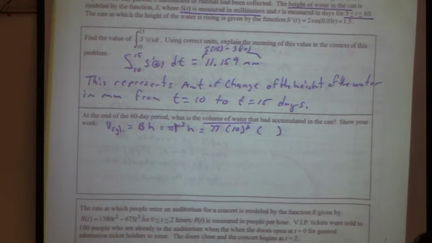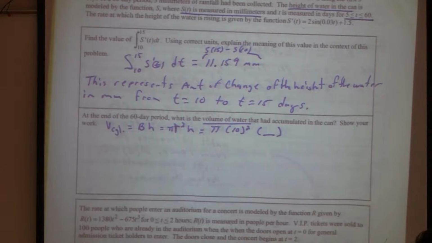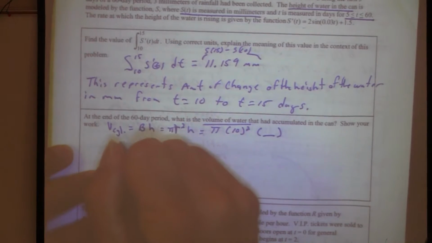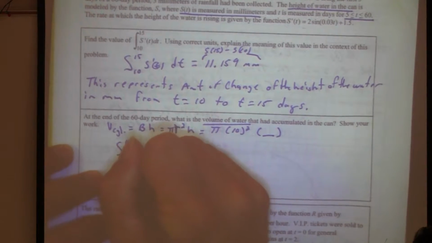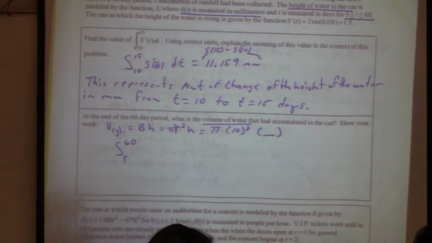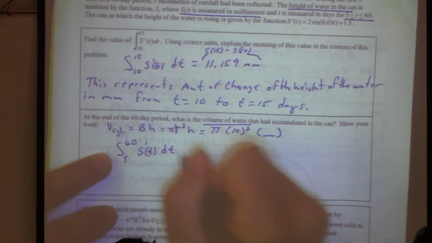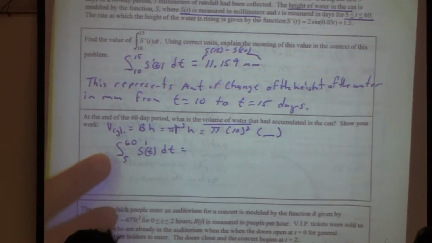The height. Can we figure out the height after the 60-day period? Yes? How could we figure out the height after the 60-day period? So what would be the integral that we could set up? The integral of S prime from 5 to 60? That's going to tell us how much the height changed from 5 to 60, right? And what function would I put there? S prime, right? And I can use my calculator to get that number.